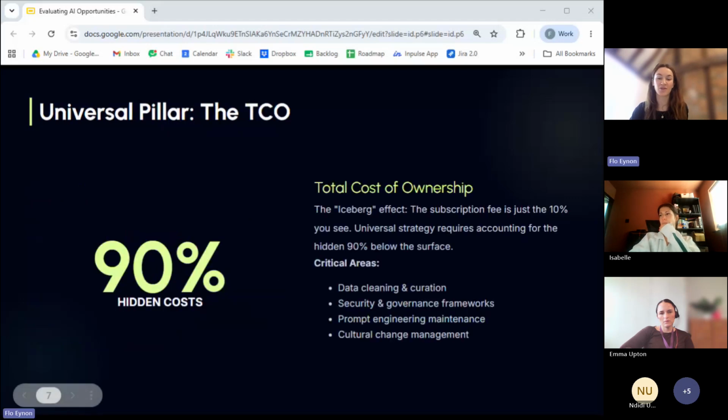Then we talk about the total cost of ownership. When organizations assess an AI product, they often focus on the most visible cost. That might be the license fee, the model fee, or the cost of the initial development of these tools. But we found at Impulse that is only part of the picture.